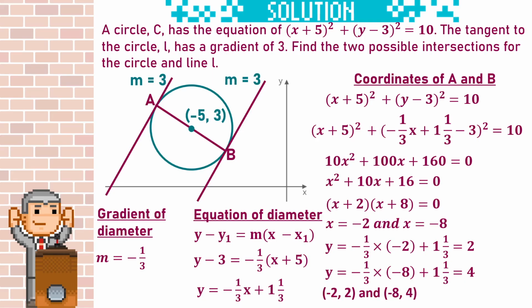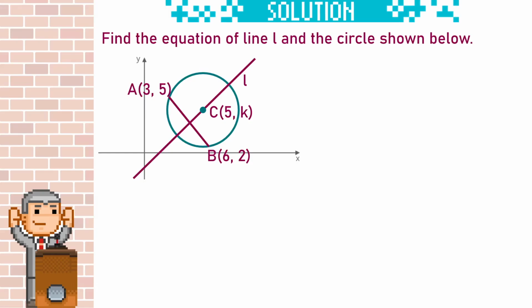This question gives us this diagram, and it asks us to find the equation of line L and the circle shown below. Looking at this, we can start by finding the midpoint between point A and B, because that will definitely be a point on our line L, because the perpendicular bisector of a chord will go through the centre. So to find the midpoint, we add the x and the y coordinates together and divide by 2, and we find the midpoint is at (4.5, 3.5).